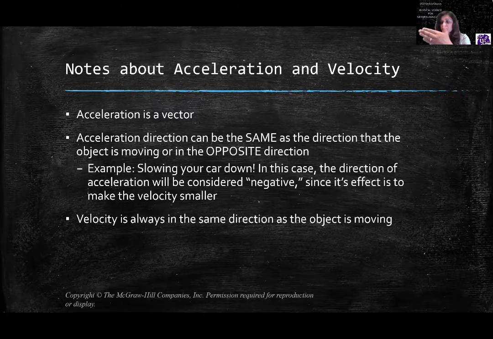The car is heading in a certain direction with a certain speed. That's going to be our velocity. Our acceleration can switch directions whether or not we're speeding up or slowing down. If we're speeding up, acceleration is going to be in the same direction we're heading. If we're slowing down, we're still going that way, but acceleration is sort of pulling us back and slowing us down.